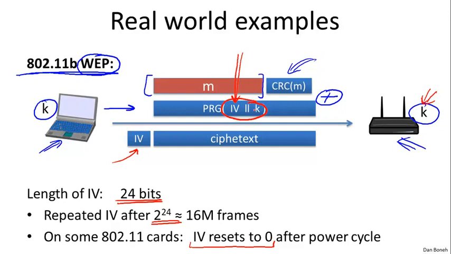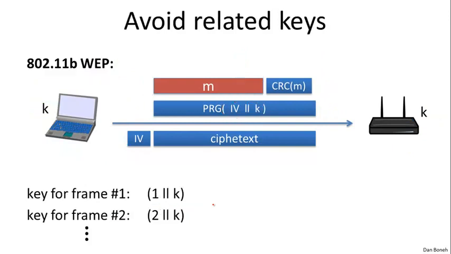So you see how in WEP, the same pad could be used to encrypt many different messages as soon as the IV is repeated. There's nothing to prevent the IV from repeating after a power cycle or from repeating after every 16 million frames, which isn't that many frames in a busy network. So while we're talking about WEP, I want to mention one more mistake that was done in WEP. This is a pretty significant mistake, and let's see how we might design it better.